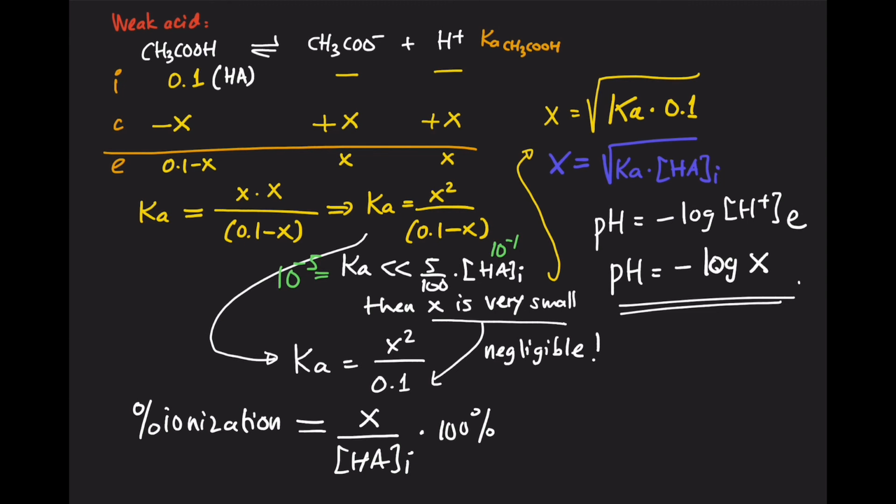Remember, for strong acid, the percent of ionization will be 100% because the X or the H plus concentration will exactly be the same as the initial concentration. However, for weak acid like this, you will have way less percent ionization, and sometimes it's not even up to 50%. You have to calculate it based on this calculation.